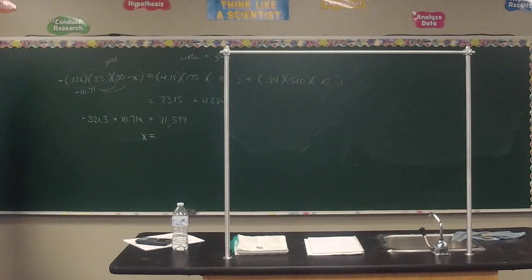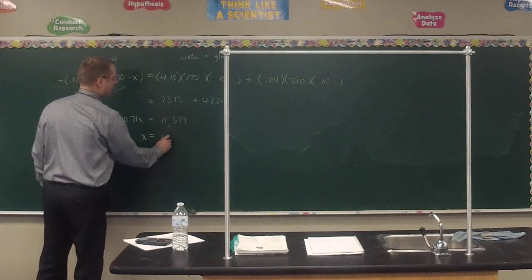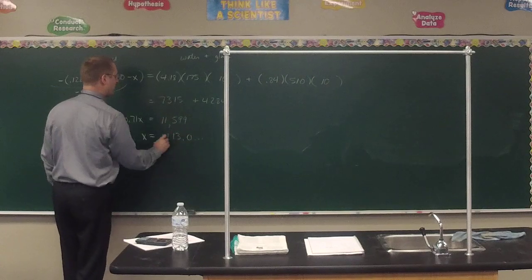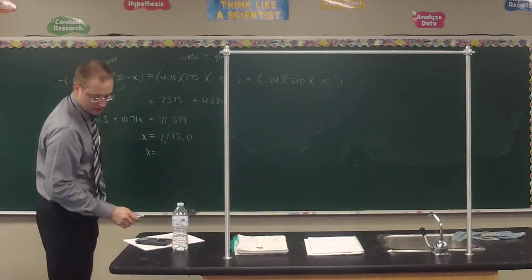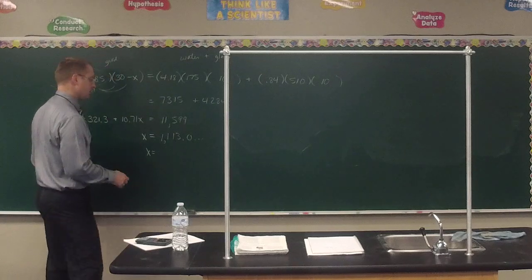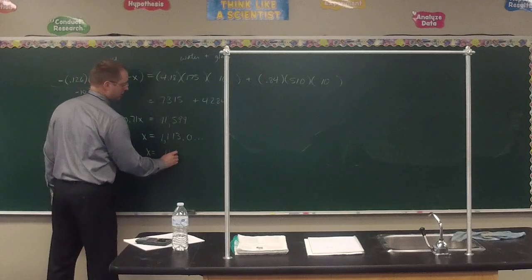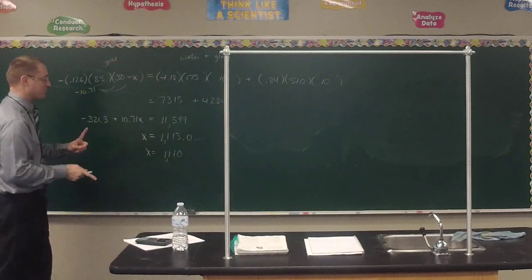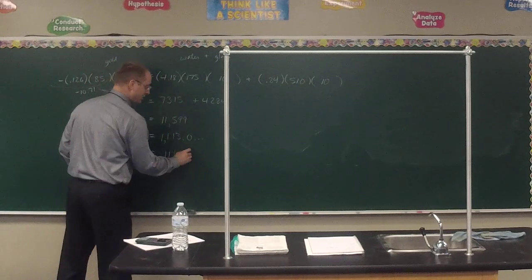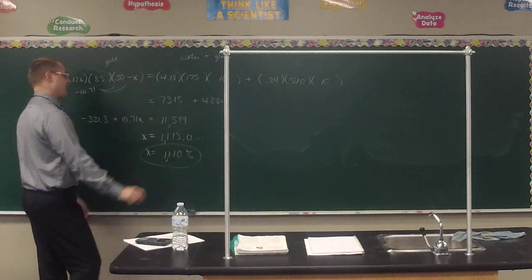It's big. 1,113. Yeah, 1,113. Rounded off, I think we're only allowed 3 sig figs, so 1,110. Not joules. We're not fighting heat, we're fighting temperature. So class, 3 Celsius. That's hot.